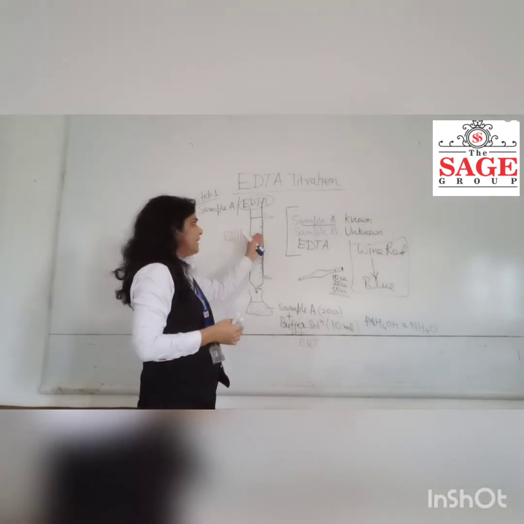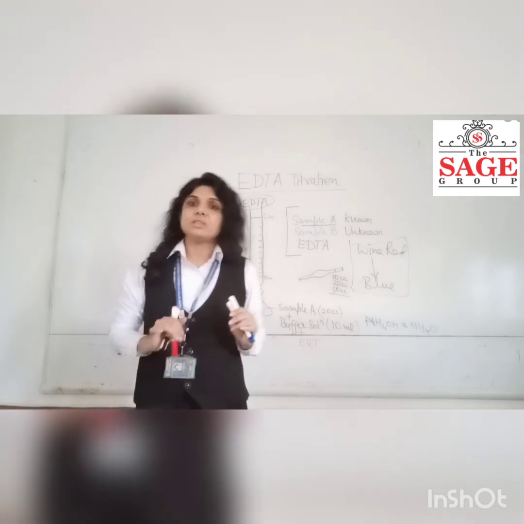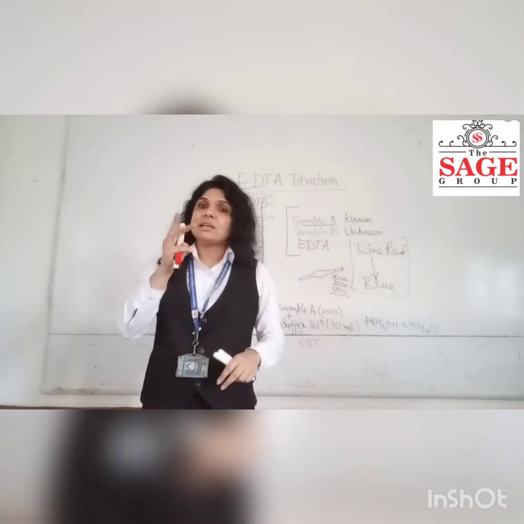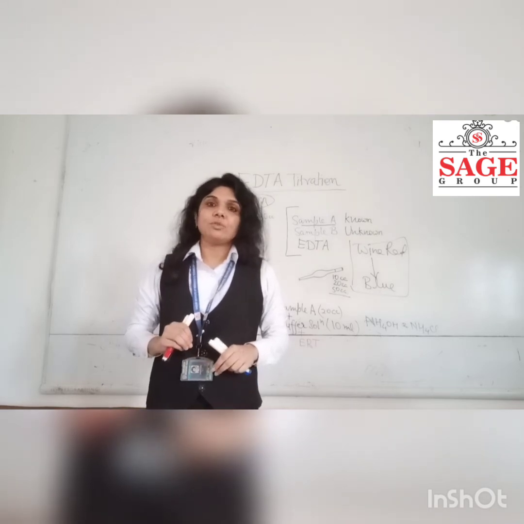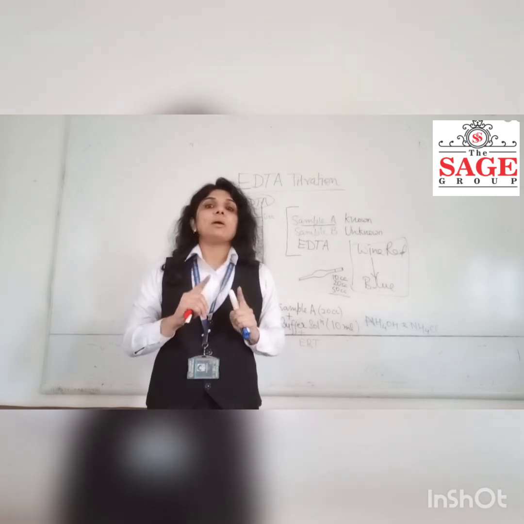That reading could be 10, 15, 20, whatever. Just note down that reading, and we have to repeat this process thrice, three times, to get a concordant reading. So this was step number 1.